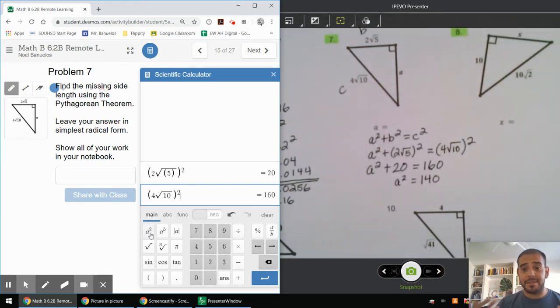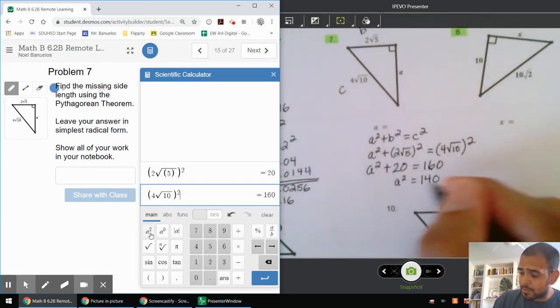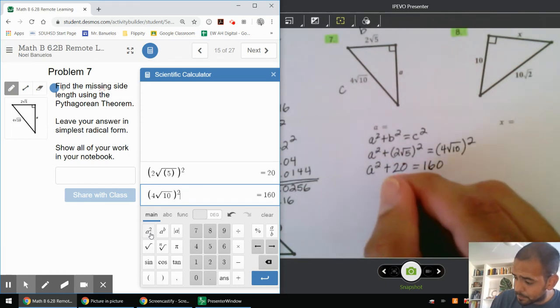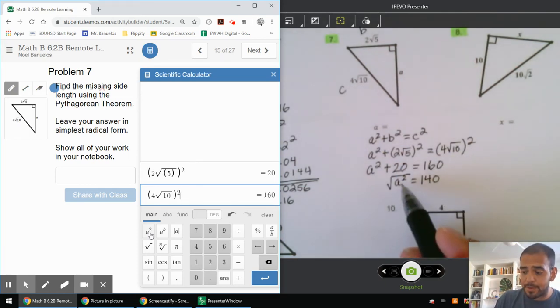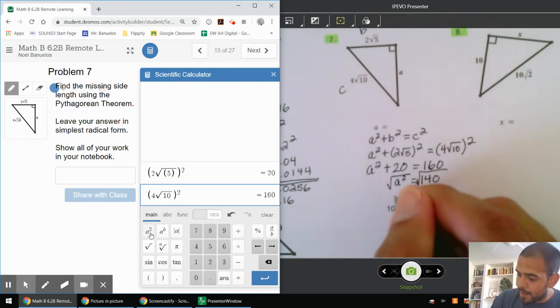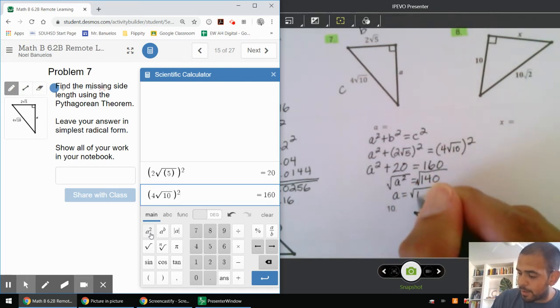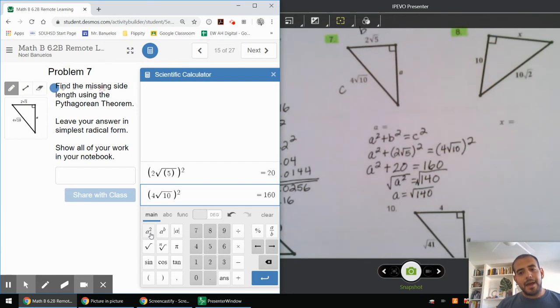What do you have to do? Take the square root. So take the square root of both sides, because the inverse operation of squaring something is taking the square root. And A is equal to the square root of 140. Now, I'm still not done yet. I know it's a lot of work, right? I need to simplify this radical.